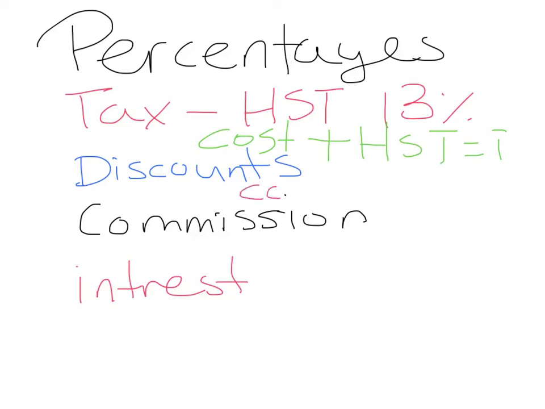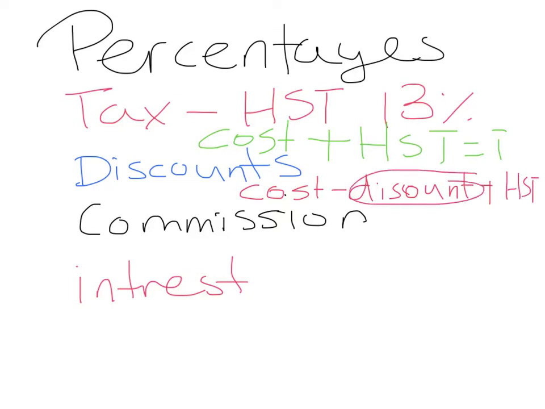So it would be cost minus my discount, then HST is added, then my tax is added. So it's always cost minus discount plus HST, and discount can be given in the form of a percentage, or it can be given in the form of $3 off, $4 off, whatever it is. And so it would always be the cost minus the discount plus the HST.